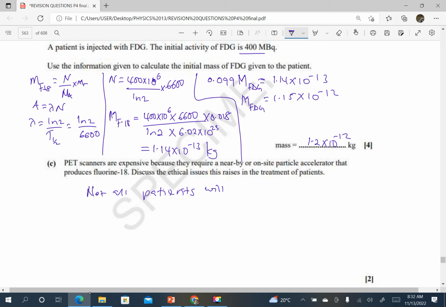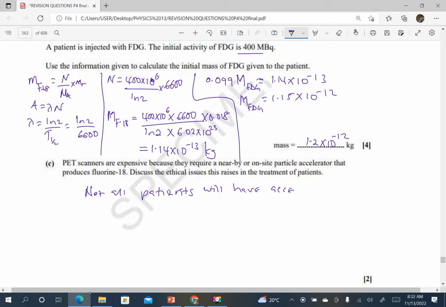So not all patients will have access to the scans due to location.